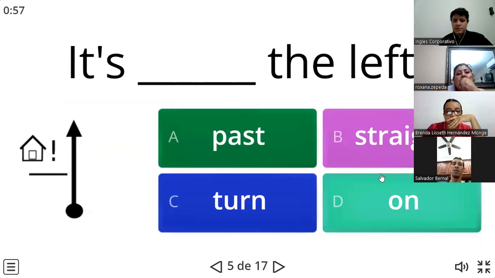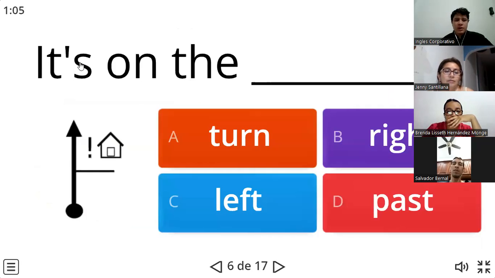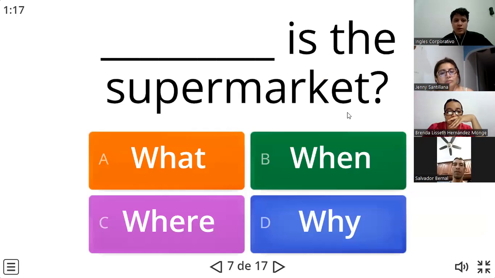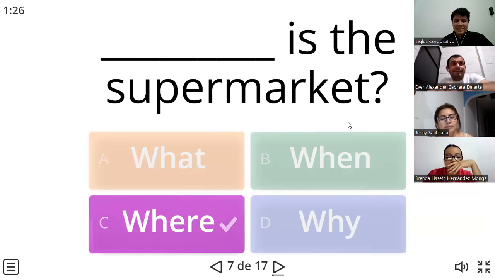Let's see. I guess it's on the left. Está en la izquierda, because you're here. And here it's on the right. Está a la derecha. Okay. Perfect. Now let's see this one. This is a question: where is the supermarket? Right, yeah, perfect.